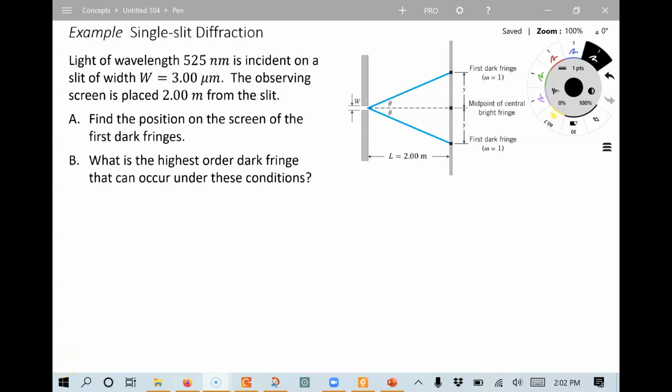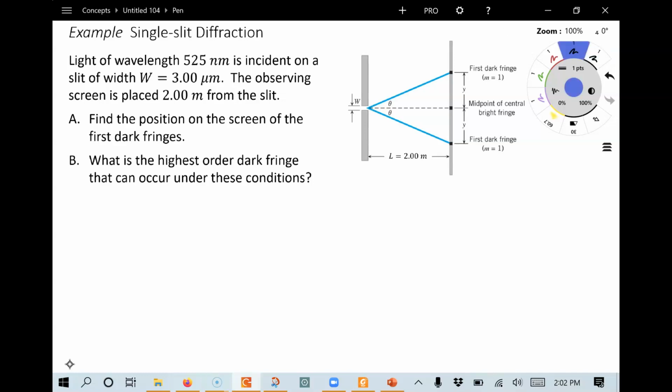Hi, this is an example problem from chapter 27. Pause for a moment to read the question. So you can see we have a nice picture here of the single slit diffraction apparatus to help us visualize what we're doing. And we can already notice a few things.